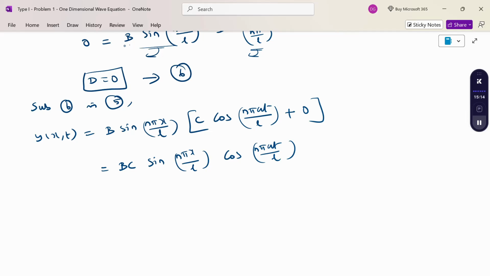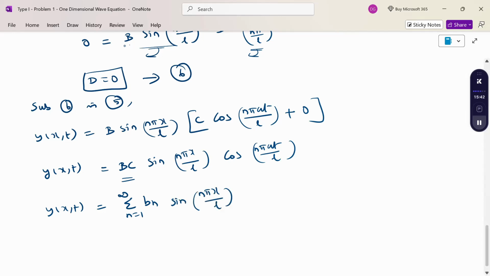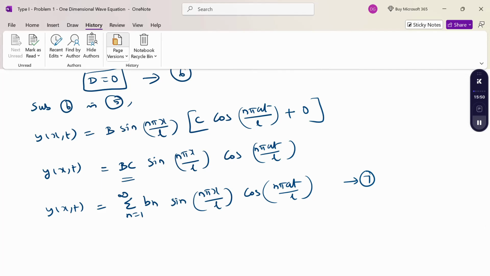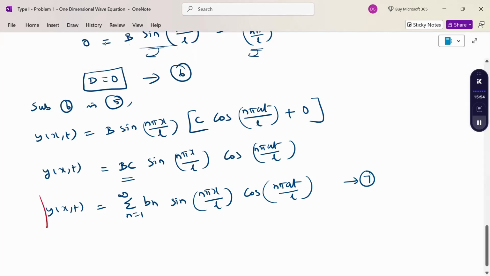Now the most general solution is a linear combination of the solutions. We should write the two constants in the form of a general constant. So y of x comma t equals summation of n from 1 to infinity, b n, where the constant bc is written in generalized form, times sin(n pi x by L) and cos(n pi at by L). Now I consider this as equation number 7. Therefore this is the 7th equation.